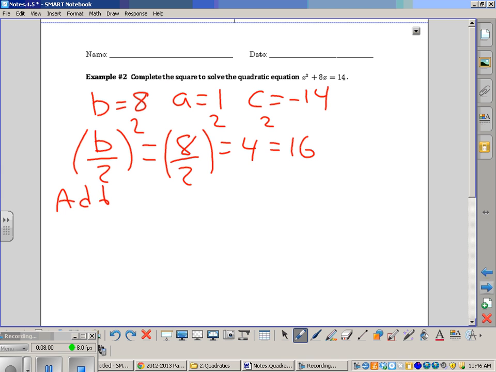So let's write that down. Add 16 to both sides. So if we add 16 to both sides, let's transform this, okay? I'm going to see if I can color code this to make it clear. And I'm really trying hard to go slowly.